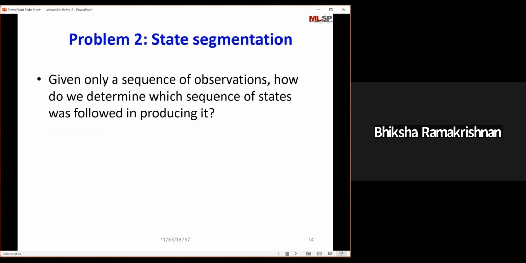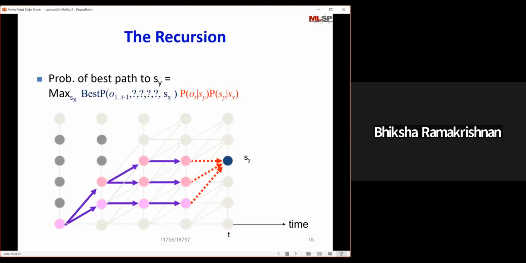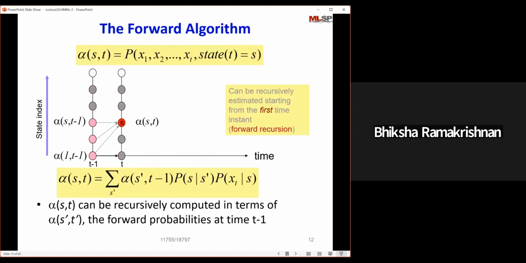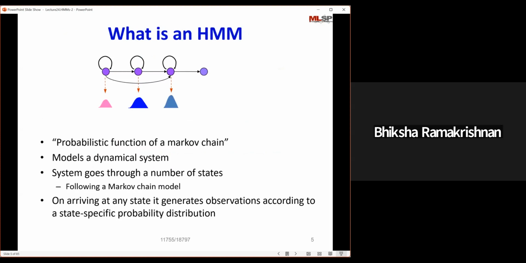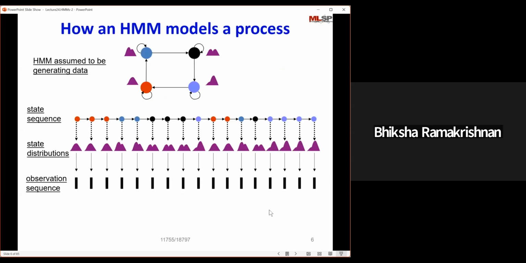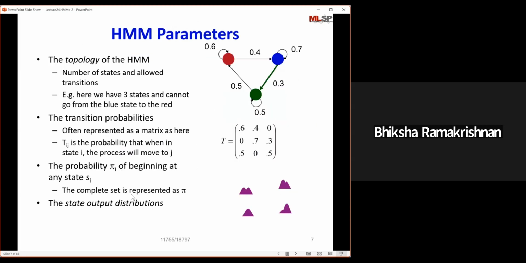Okay, thank you. So the second problem we looked at was state segmentation. You're given only a sequence of observations. How do you determine which sequence of states was followed in producing the observation sequence? So for this, again, the problem was this: you were given this observation sequence. You had to estimate the most likely state sequence that the process might have followed in generating this observation sequence.